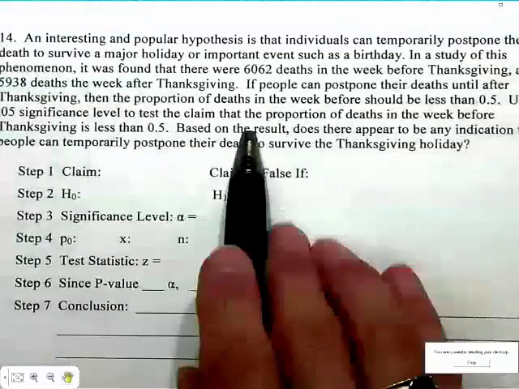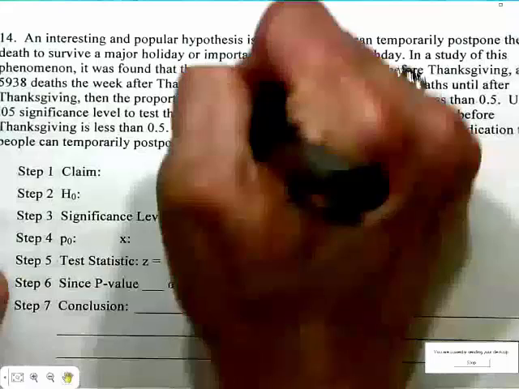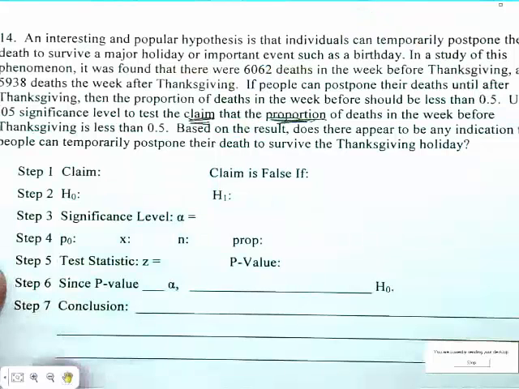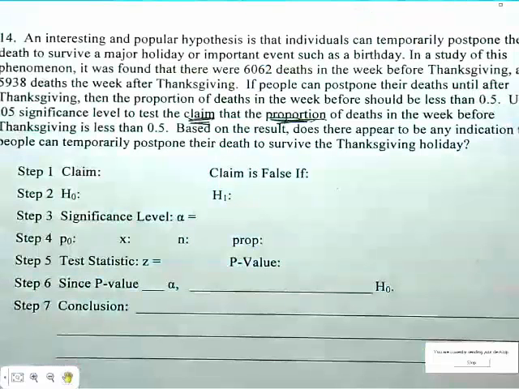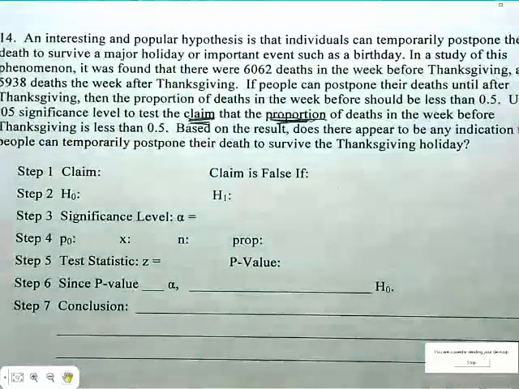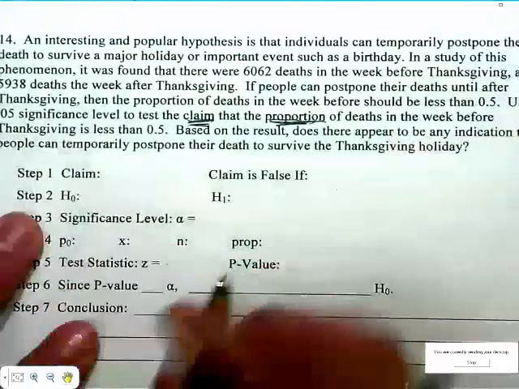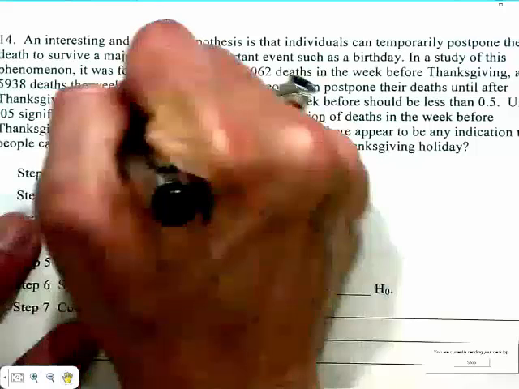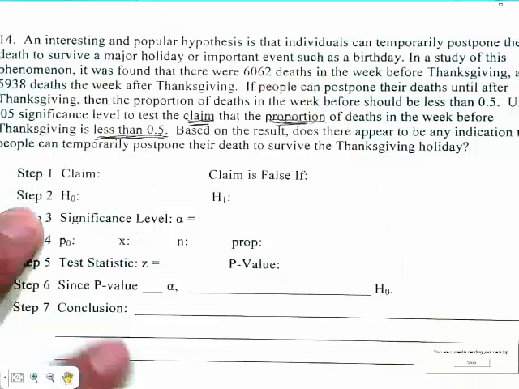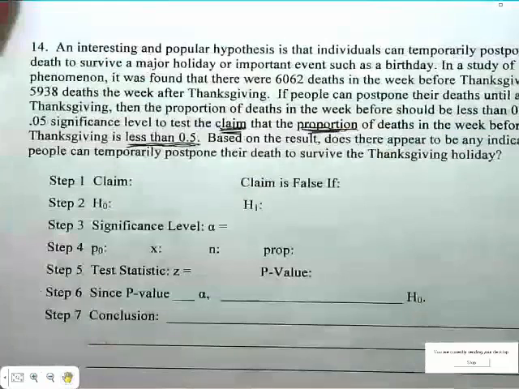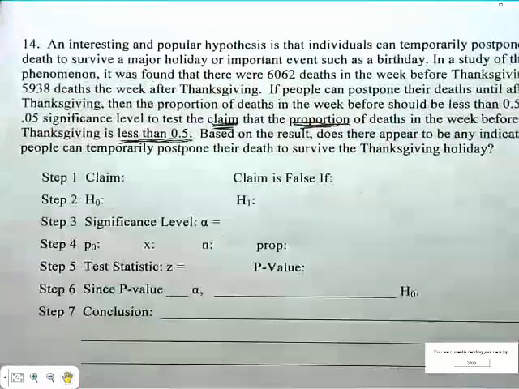Oops, here's the important words. Here's the claim. Claim that proportion tells me I use a population test, not a z-test or a t-test. The week before Thanksgiving is less than 5%. So there's the claim right there. How do I write it in symbolic form? And I may have said 5%, but I meant 50%. Yep.